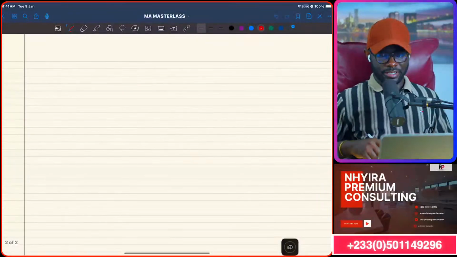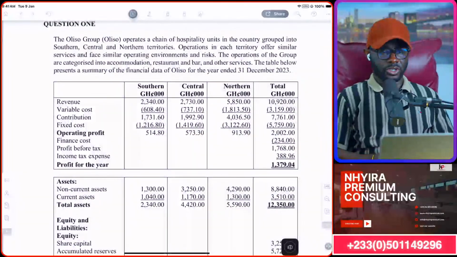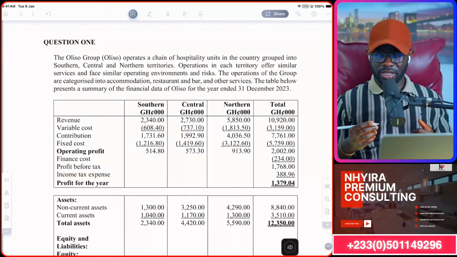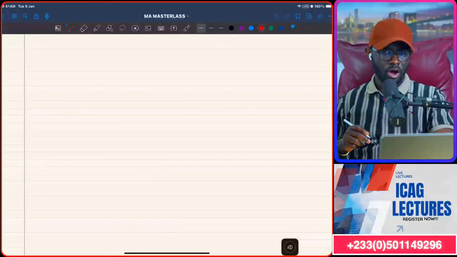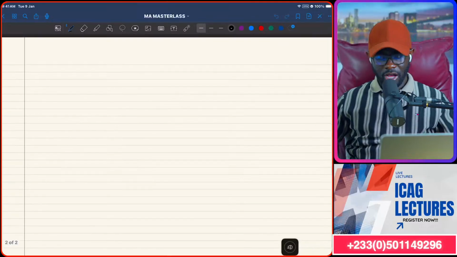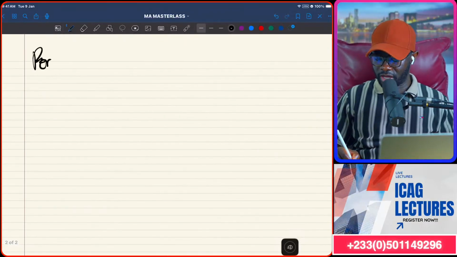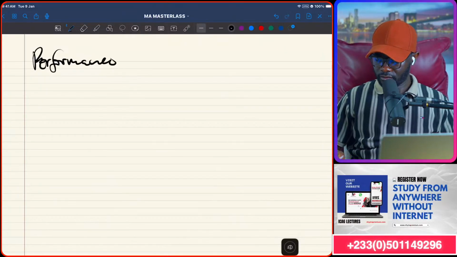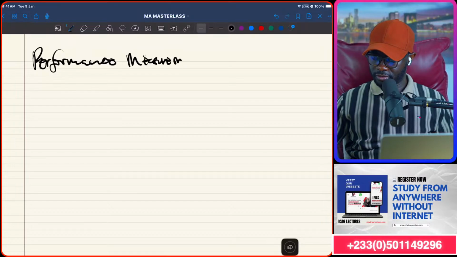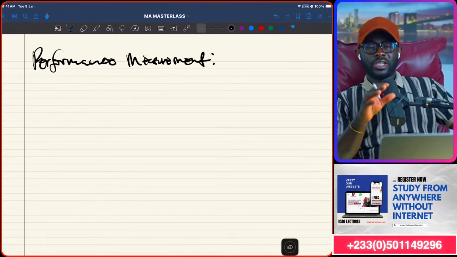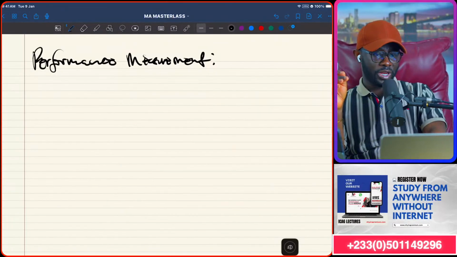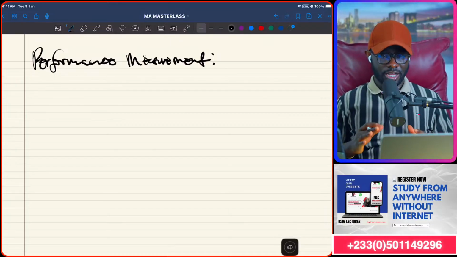Now, let's get into the discussion today. And as I mentioned, we are focusing on management accounting. And I'm going to the question 1 of management accounting, which is always going to be on performance management. Okay, performance management, or in some cases called performance measurement. So performance measurement or performance management. So this is question 1 area, 20 marks waiting for us in the exam hall. That will be coming whether I like it or not in the management accounting examination.